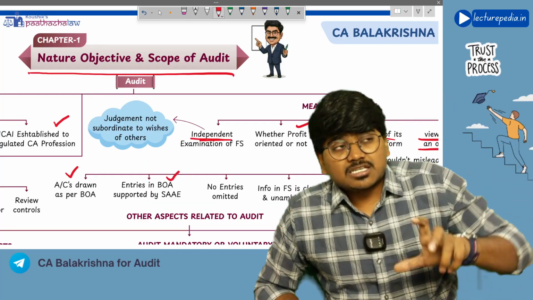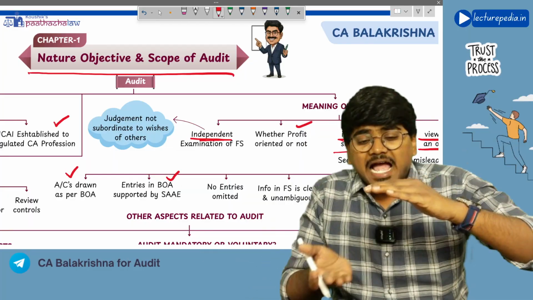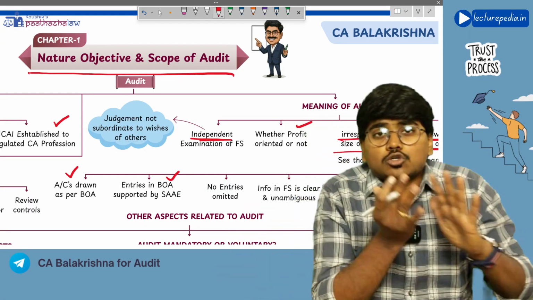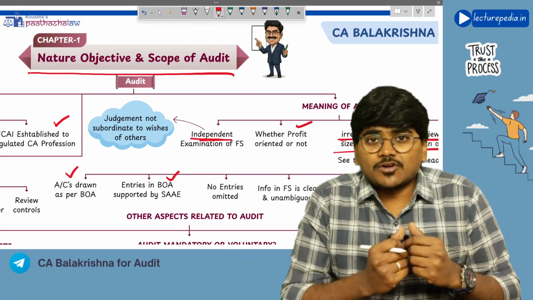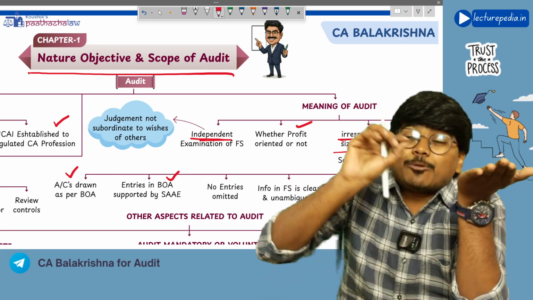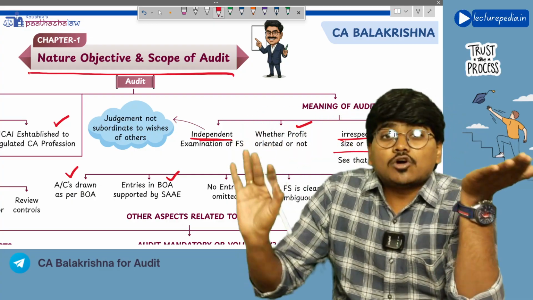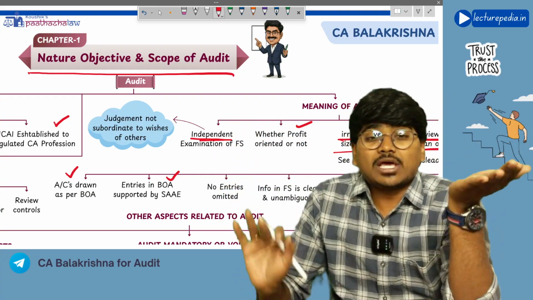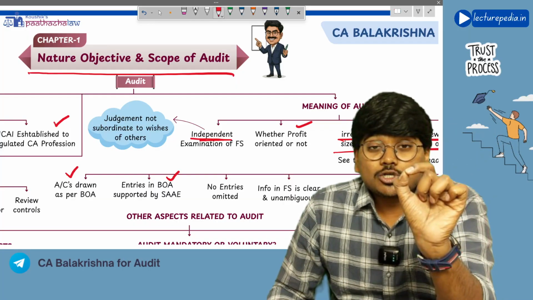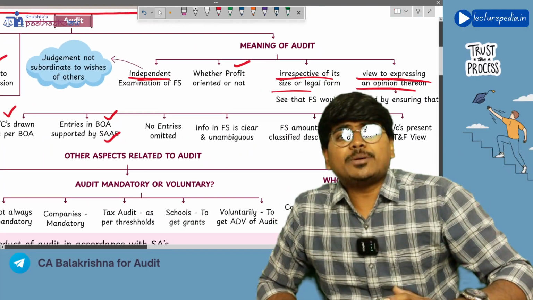Next, he'll also see whatever entries are made in the books of accounts, whether they have sufficient appropriate audit evidence. If there is no audit evidence, you should not enter that in the books of accounts. Whatever entry you enter, there should be an appropriate document for that. For every sale entry there should be a sale invoice, for every purchase entry there should be a purchase bill. Like this, each and every entry should have sufficient appropriate audit evidence.